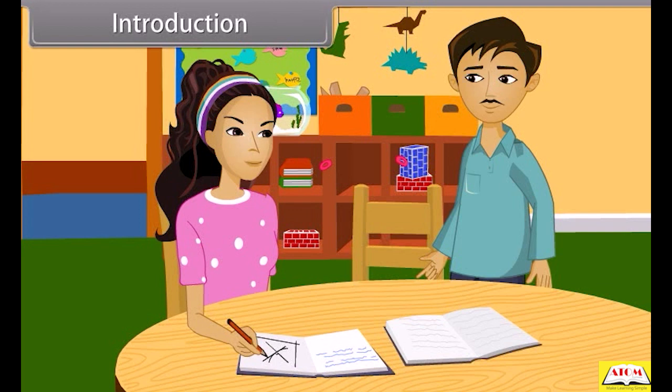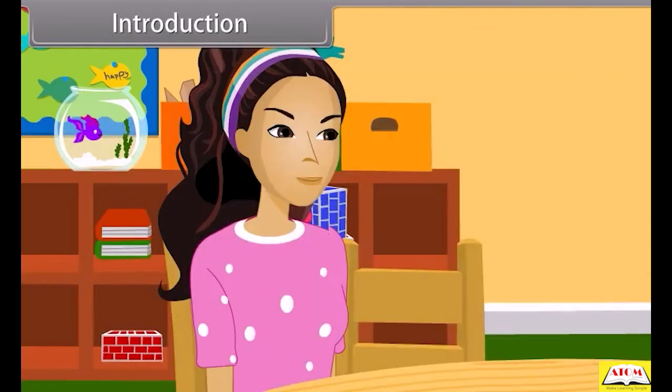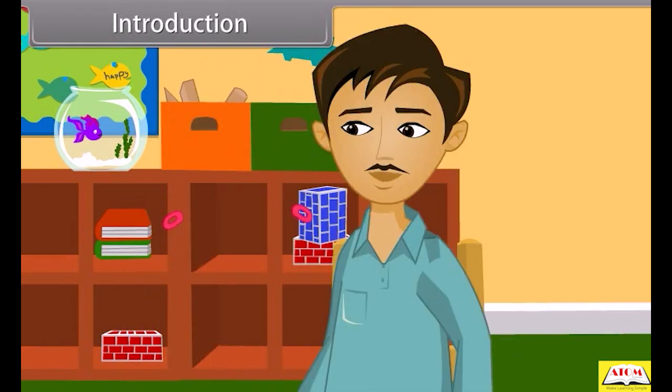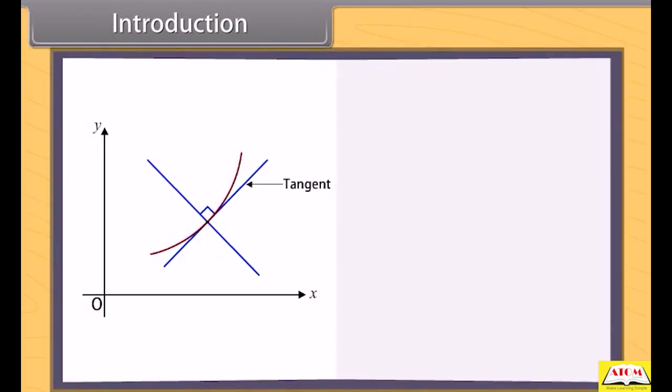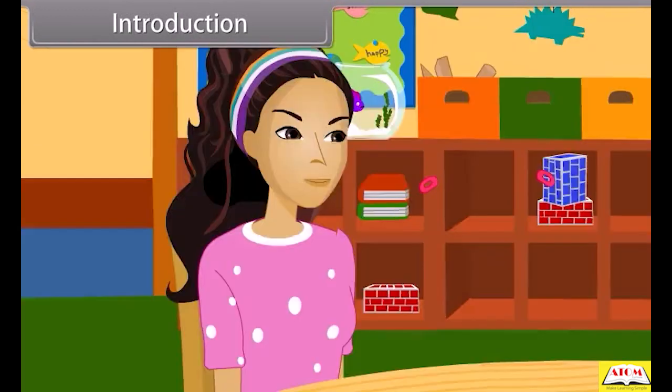Show me. So, what according to you is a tangent? This is tangent. Am I right, Dad? No, you are not. This is tangent and this is normal. The tangent is a straight line which just touches the curve at a given point. The normal is a straight line which is perpendicular to the tangent. Oh yes, I remember.